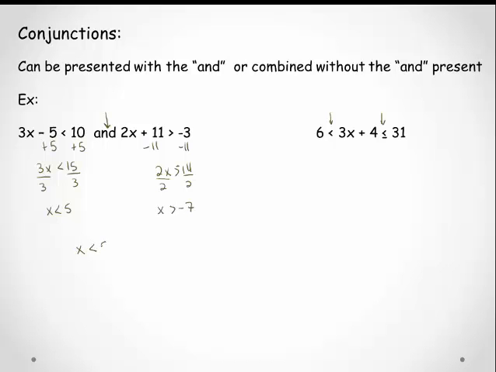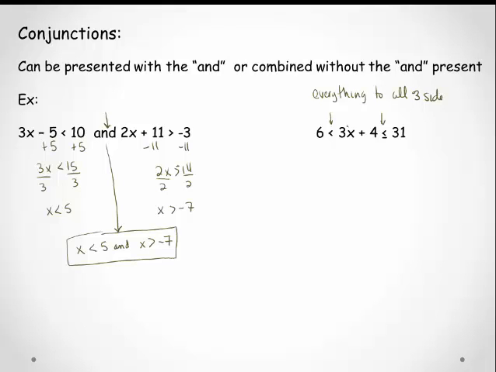So I have x is less than 5 and x is greater than negative 7. We have to keep the word and if it starts with and because it is a conjunction. Now with the two parts in one, rather than doing everything to two sides, everything has to be done to all three sides. So the left, the middle, and the right. If I subtract 4 here, I subtract 4 here and here. Then when I divide by 3 here, I divide by 3 here and here. So this is 2/3 is less than x is less than or equal to 9. So 2/3 is less than x and less than or equal to 9.